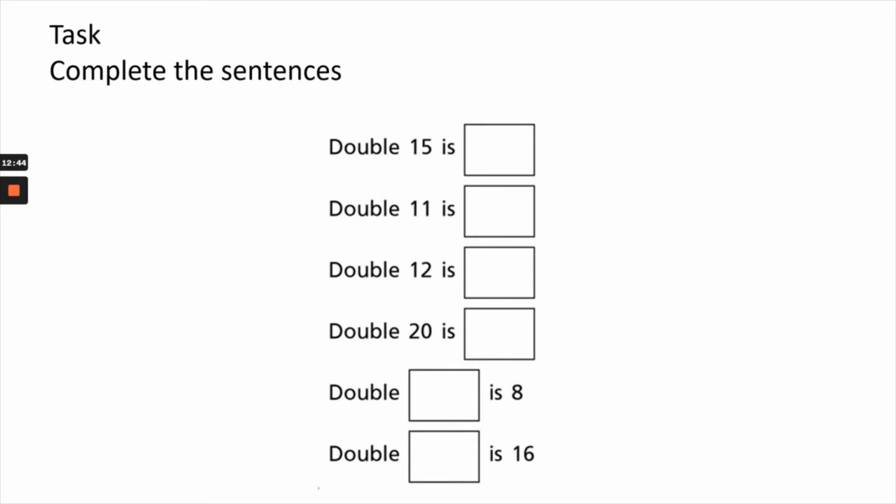But look at the bottom two questions. We already have the answer. We need to know what we doubled to make those numbers. So there you need to think about your equal groups. What do we need to do with the numbers to find out what we doubled? Double something is 8. So if we had 8 cubes or 8 counters, how many equal groups do we need to share that into? Have a look. Pause the video and write down your answers.